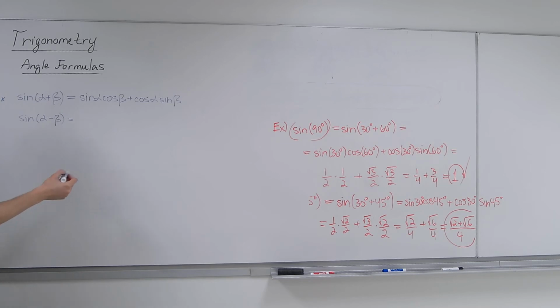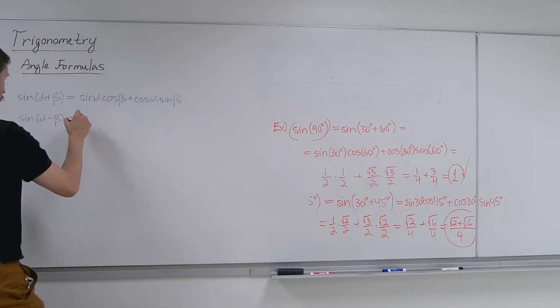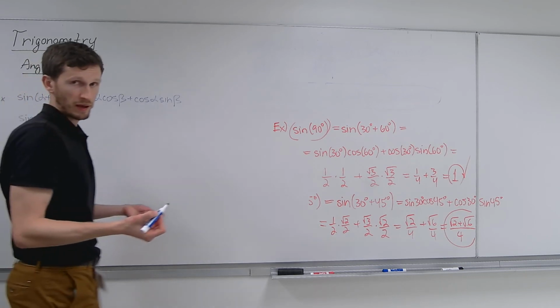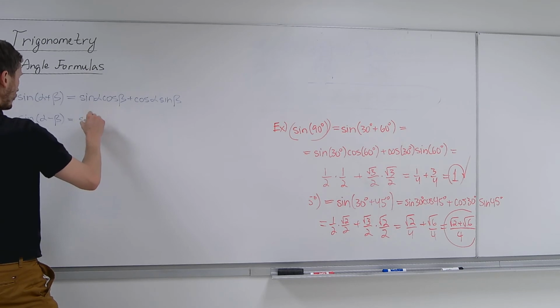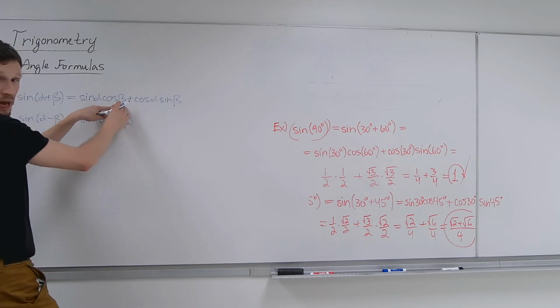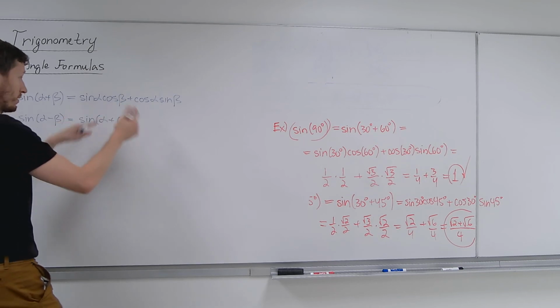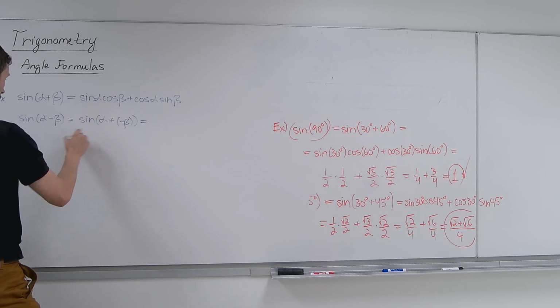Well, it kind of looks similar, right? One's addition, one's subtraction. What if I told you, look, subtracting a number, remember that, is just adding a negative of it, right? So sine alpha minus beta is sine alpha plus a negative beta. So for beta I can put a negative beta in, and that's going to be the same result. And so watch this. It's going to be writing the same formula, but using this same formula.